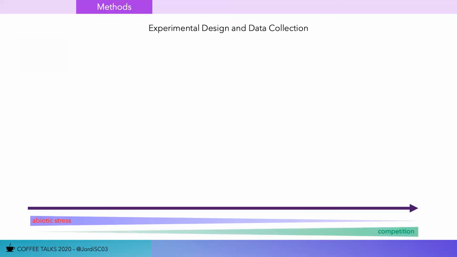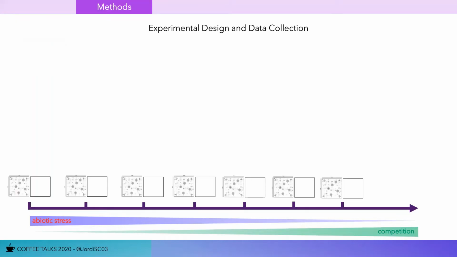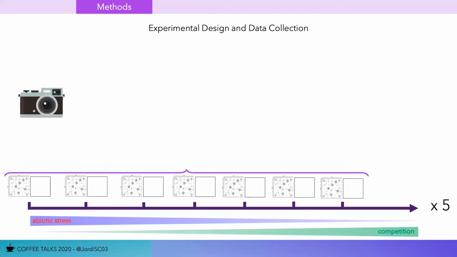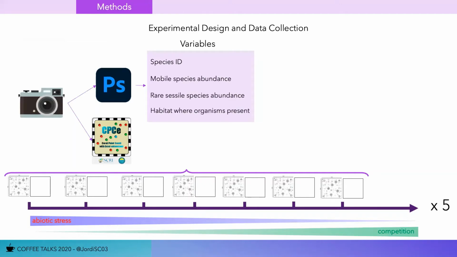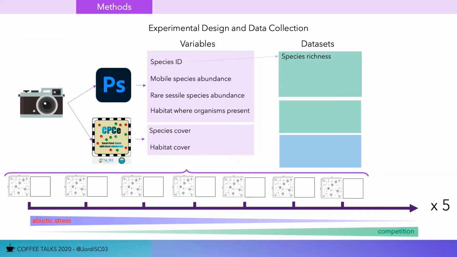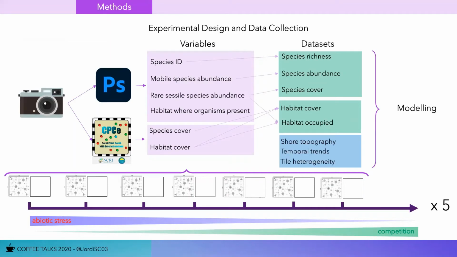So how did I get the data? We have the environmental gradient across the rocky shore, and then we have 7 different stations. In one transect we have 8, but in general we have 7. In each station we have a pair of tiles, rough and smooth, and we have 5 transects in total. From each tile, we've taken pictures that we have analyzed in Photoshop and a point counting estimate software to get different variables that make up these different data sets that we are using for modeling and then testing the hypotheses.